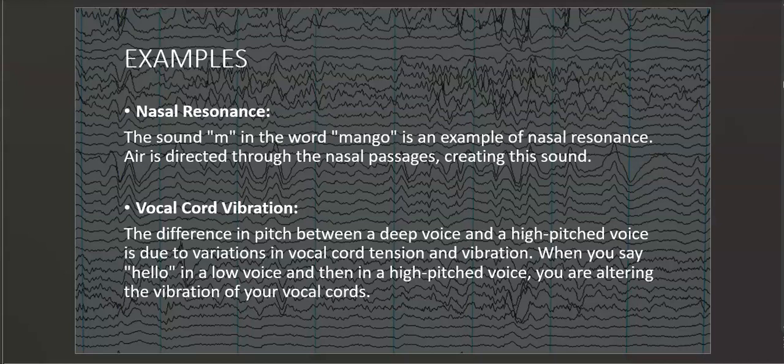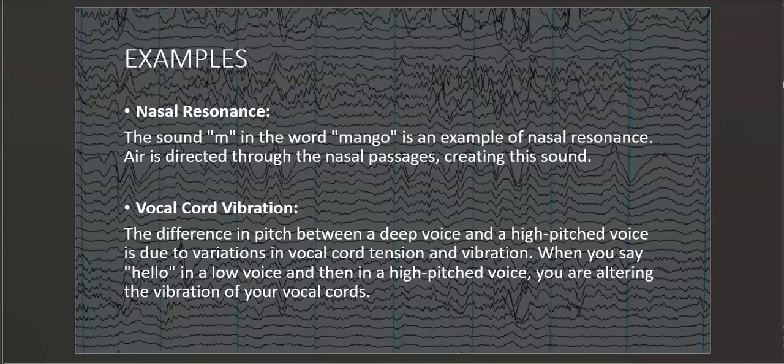When you go back to our lower classes and read about the sounds and the letters, you will notice how to pronounce these sounds. The sound M in the word mango is an example of a nasal resonance. The air is directed through the nasal passage, creating this sound. The nasal passage is your nose, okay? When you say the word mango, you feel some air pass through your nasal passages to produce this sound. So that is another example of the nasal resonance.